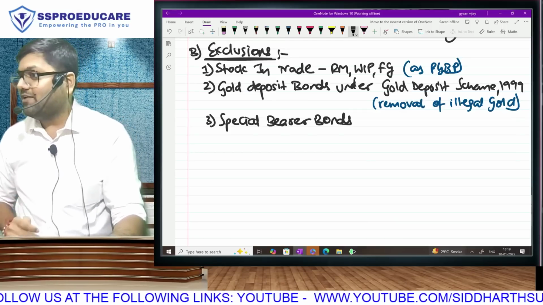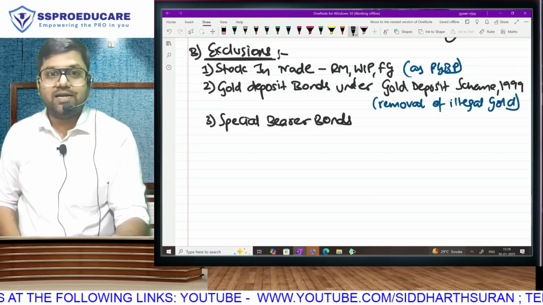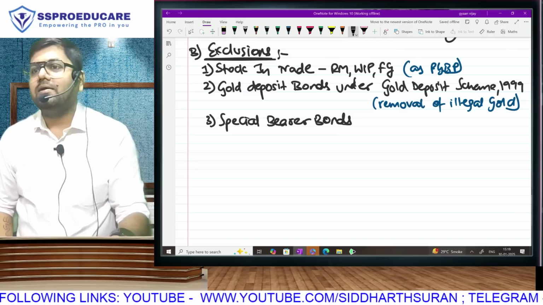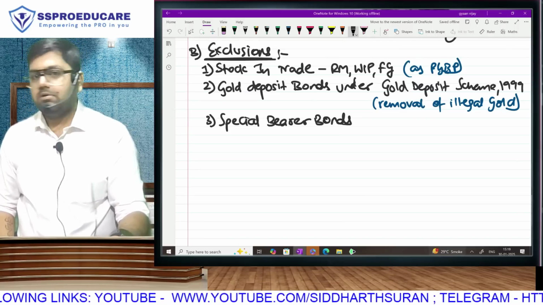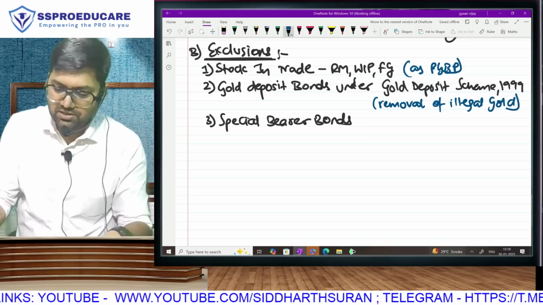Of course, normally if shares and debentures or bonds are sold, there is capital gain. So the assessee is hesitant: sir, what about that sale part? Whenever you sell, we will not apply any capital gain on these bonds. Understood? Same logic. So what is the logic here?